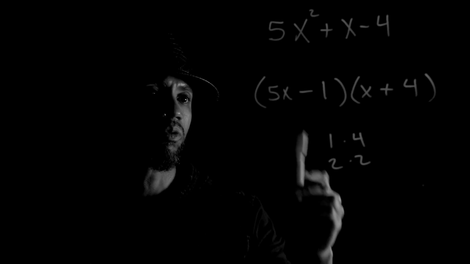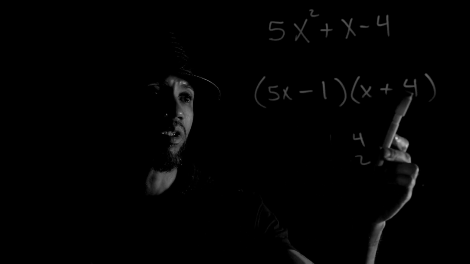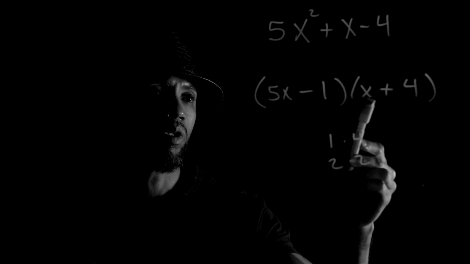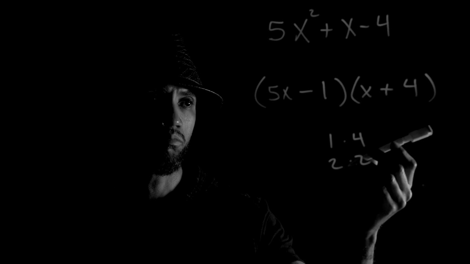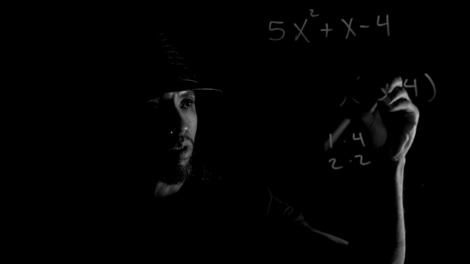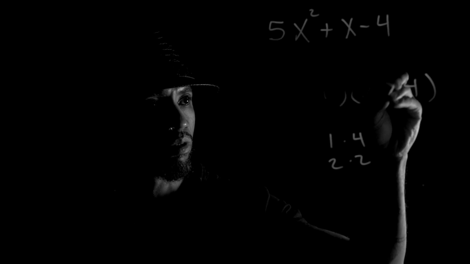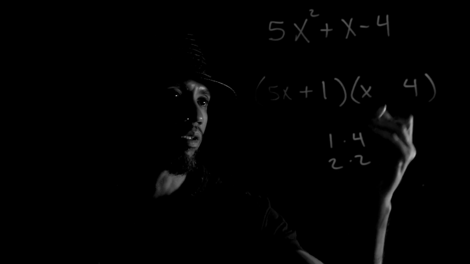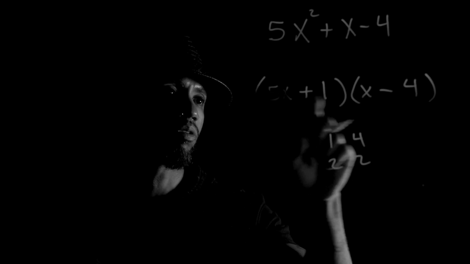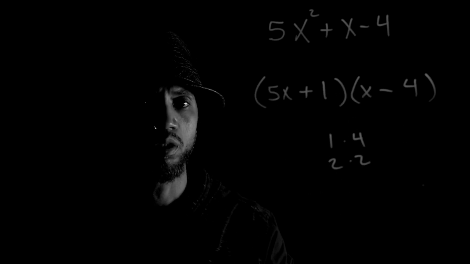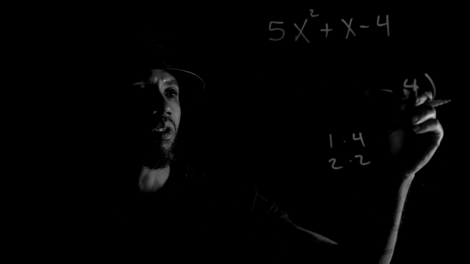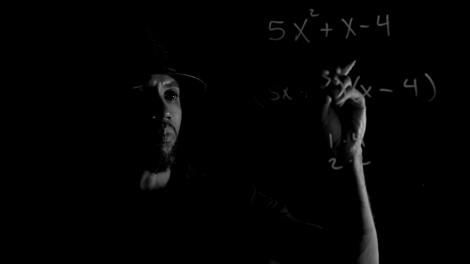Let's see what happens. This is 20, a big number. 20x minus 1x, definitely not. Let's make this a plus and this a minus. How about now? That's negative 20 plus 1. Denied again. Not it.